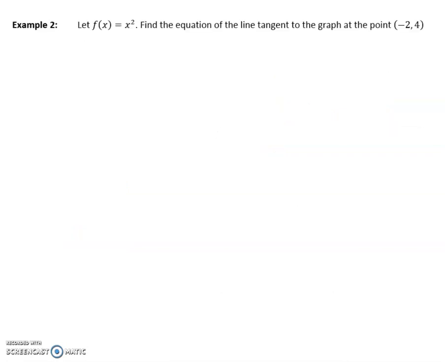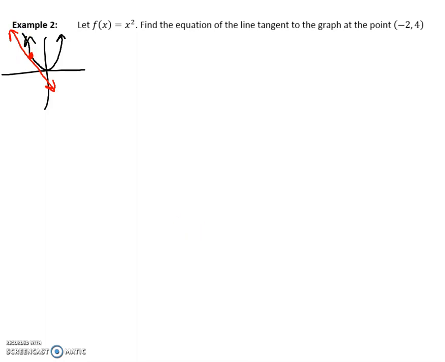Okay, so let's look at our first example. So in this example, we want to find the equation of the tangent line to the graph through this particular point. So this particular graph is a quadratic, and if we're looking at -2, 4, we might end up somewhere like this. And so we're looking at the equation of the tan line through -2, 4.